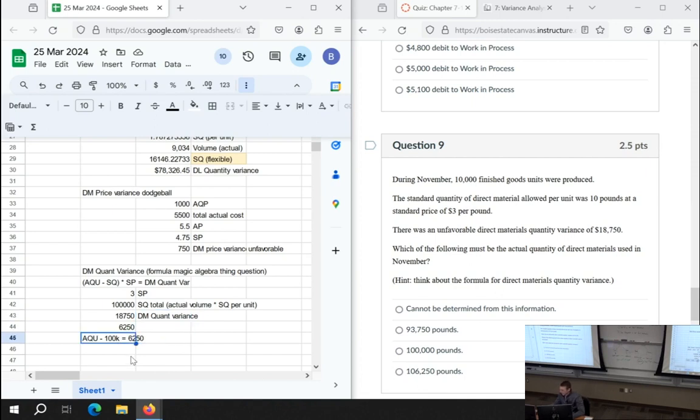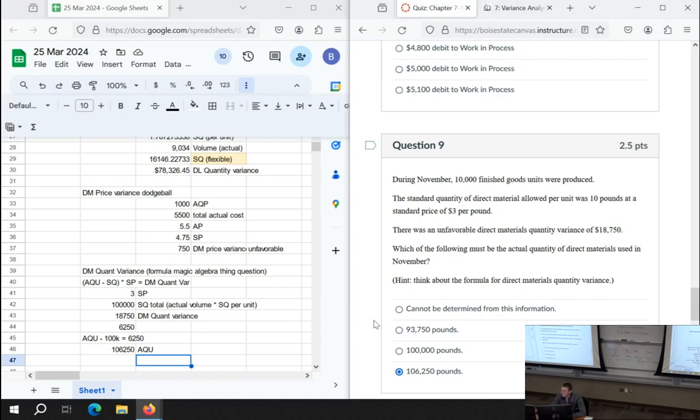All right, so that's our equation now, and I did it with the old concatenate trick here. AQU minus 100,000 equals 6,250, which is what we get when we divide both sides by 3. And so we can add 100,000 to both sides, and that should get us AQU. Everybody okay with the algebra there? It's a little easier to do on the board, but I won't have a record of it for later. We're good. That's our actual quantity used, 106,250.